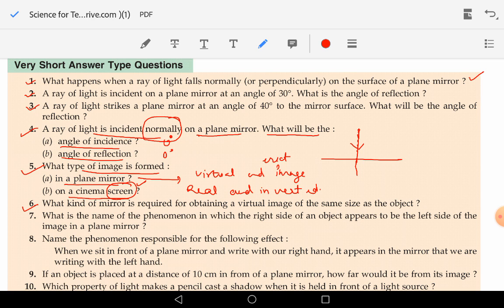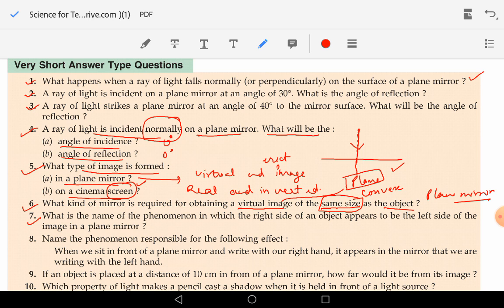Now question number 6: what kind of mirror is required for obtaining a virtual image of the same size as the object? Virtual images can be obtained by two types of mirrors, one is a plane mirror and the other is a convex mirror. But the second part says that the image should be the same size as the object. That is only possible with the plane mirror. So the answer is plane mirror, because a convex mirror forms a diminished image. Okay.